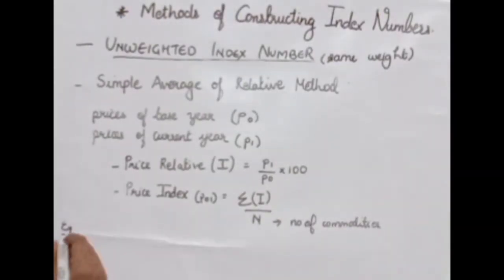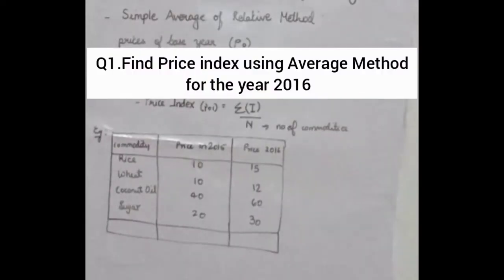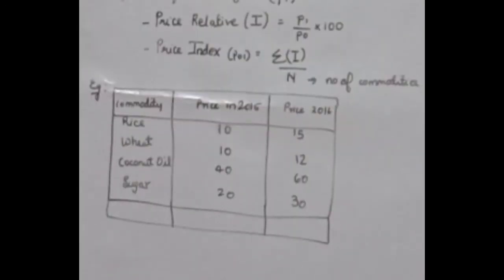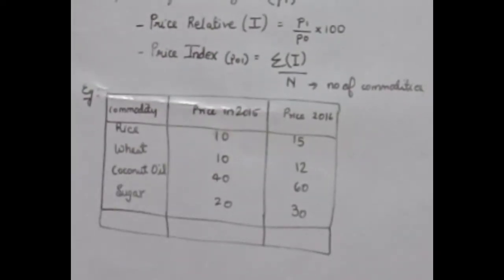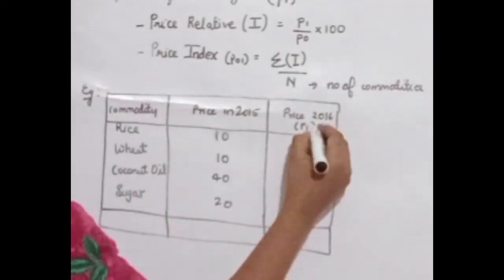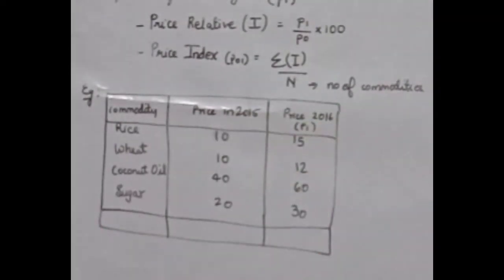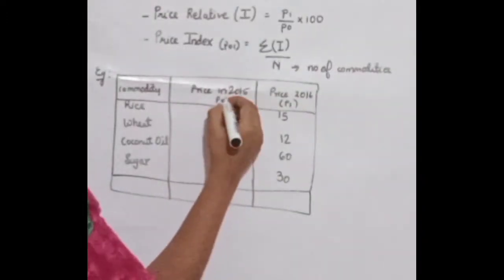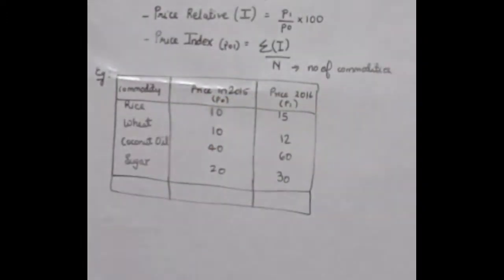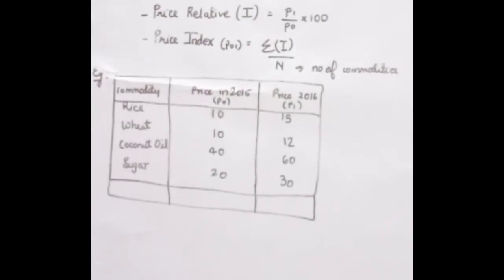So the example is to find out the price index using average method for the year 2016. Price in 2015 and price in 2016. As we are asked to find the price index of 2016, this is the current year, for which the change has to be measured, and 2015 is the base year because that is set as the reference. The first step is to find the price relative. Let us write the formula first.